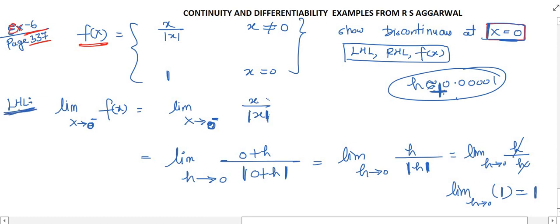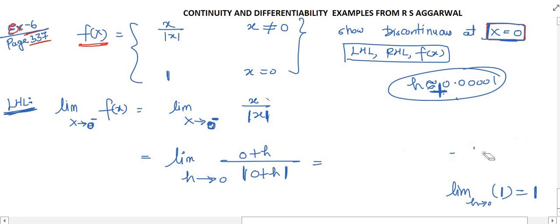Please write down. Then how to calculate right hand limit? I'm sorry, I did a little bit of mistake here. This is left hand limit, but I am using 0 minus, so it has to be... please do the correction.